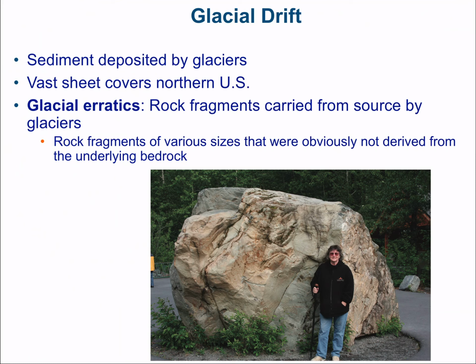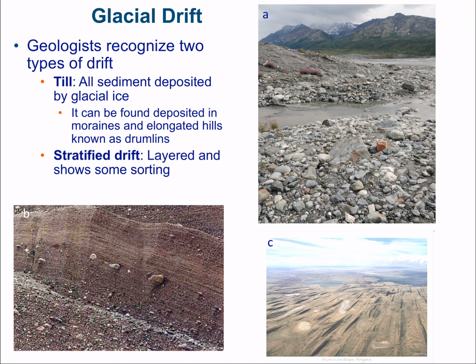Now there's two types of drift. We have till, which is all the sediment that's deposited by glacial ice. So you can see in picture A, all of this was deposited by glacial ice. Till can be found deposited in moraines, which we'll talk about in a minute, and as well as elongated hills known as drumlins, which you can see in picture C. These elongated hills that I'm circling are the drumlins.